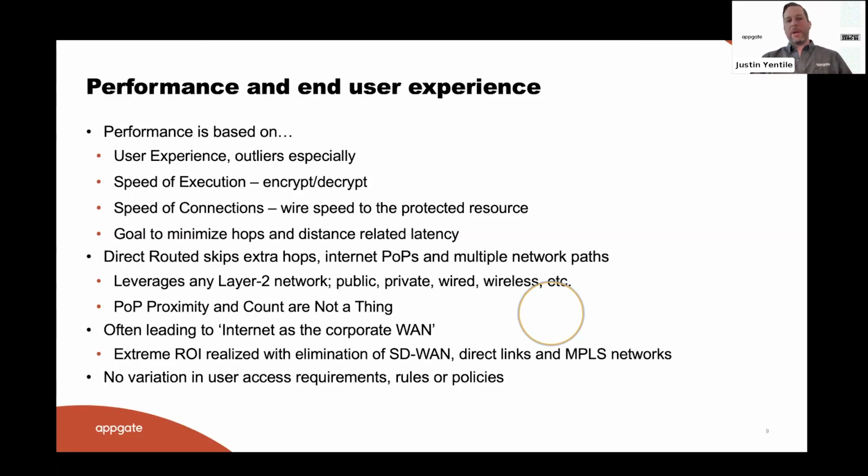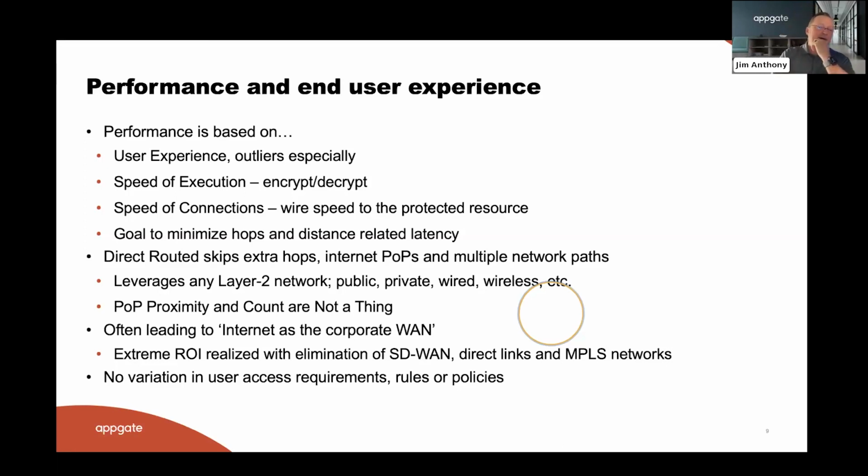So again, a combination of those firewall rule sets being shrunk down to a microscopic size, and then being able to apply wire speed, or near wire speed, encryption and decryption, really helps AppGate to stand apart from a performance perspective. That's good stuff, Justin. I appreciate you giving that color commentary.